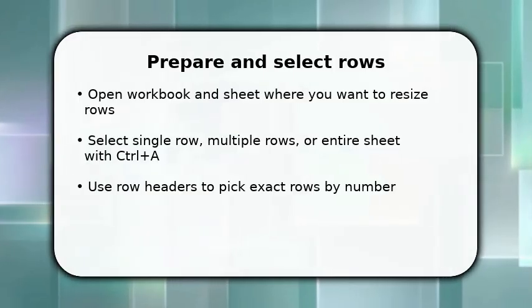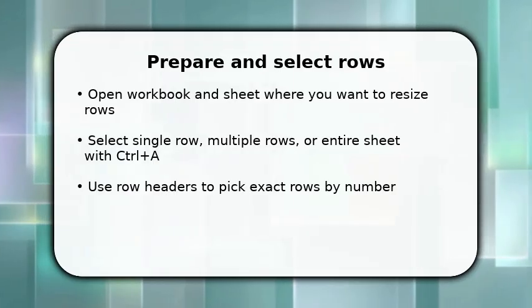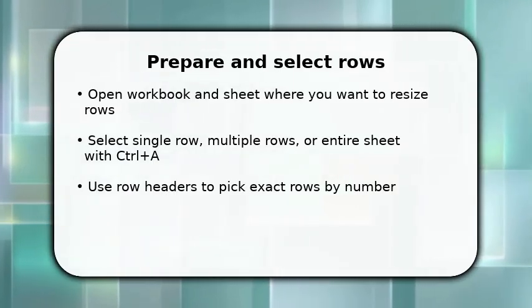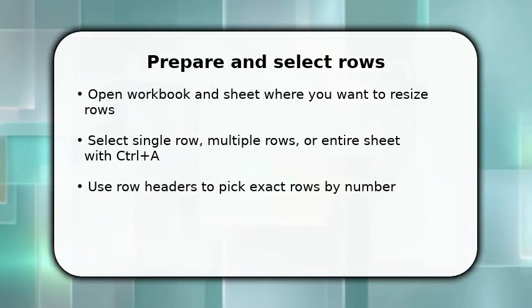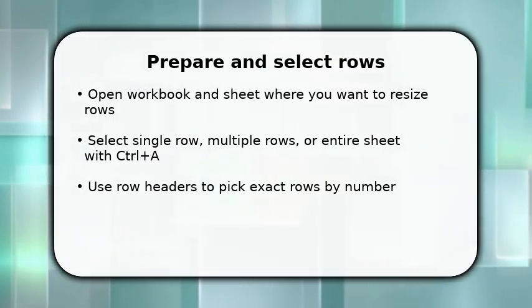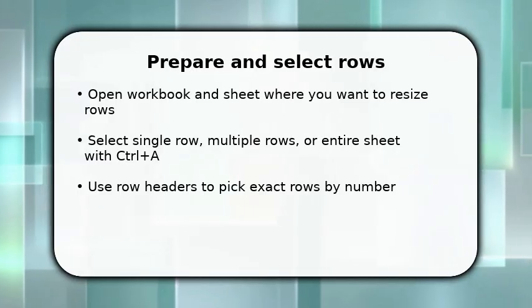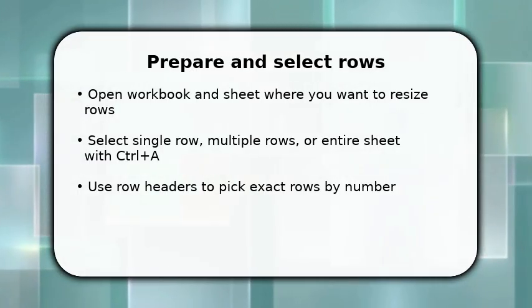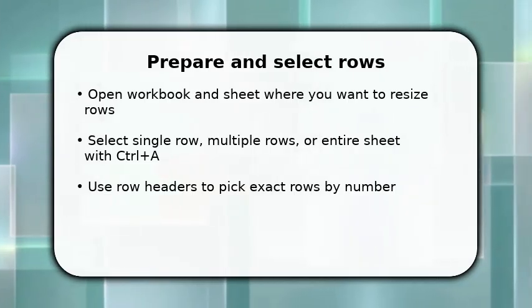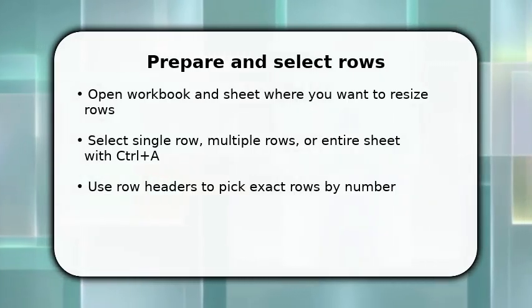You need to begin by targeting the rows you will change. Click a row number to select one, drag across numbers for many, or press Ctrl plus A to grab the whole sheet. Once done, right-click a selected row header to reveal resize options. This is faster than ribbon hunting. Make sure to note whether rows contain wrapped text or merged cells because those affect height.